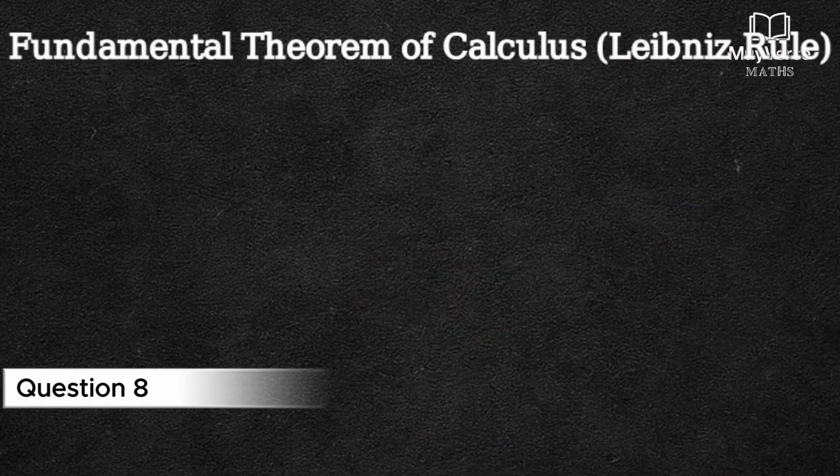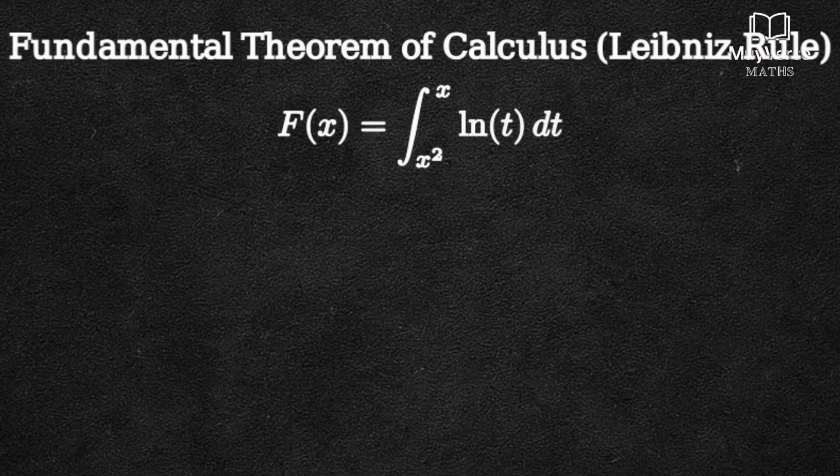Part 2, also called the Leibniz rule. Differentiate the function f of x equals the integral from x squared to x of natural log of t dt. Throughout, assume x is positive so that natural log of x makes sense.